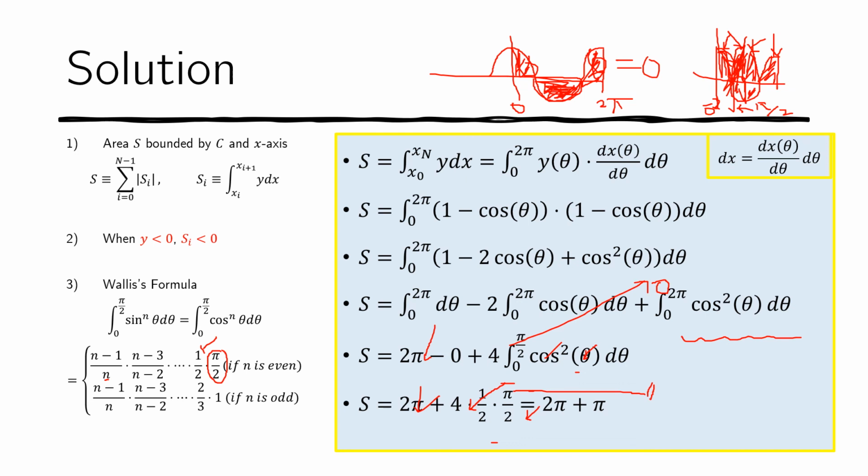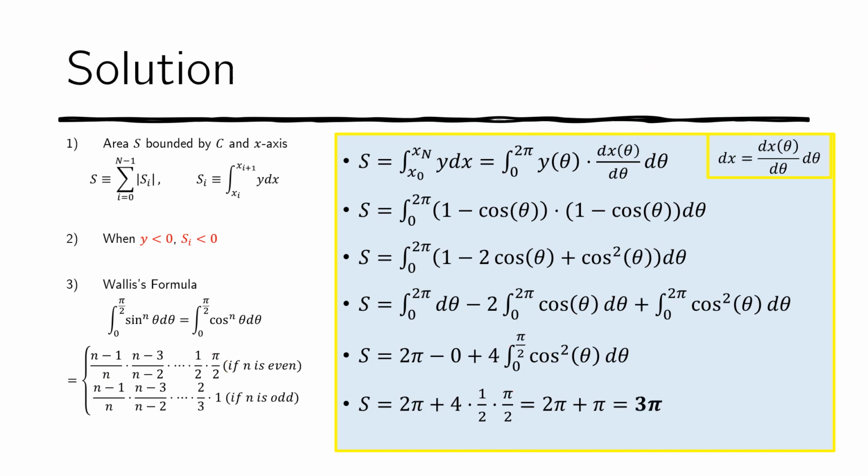Now we just simplify that: 2 pi plus, so the 4 and the 2 here cancel. So 2 pi plus pi. And so we're looking for the area that is 3 pi.